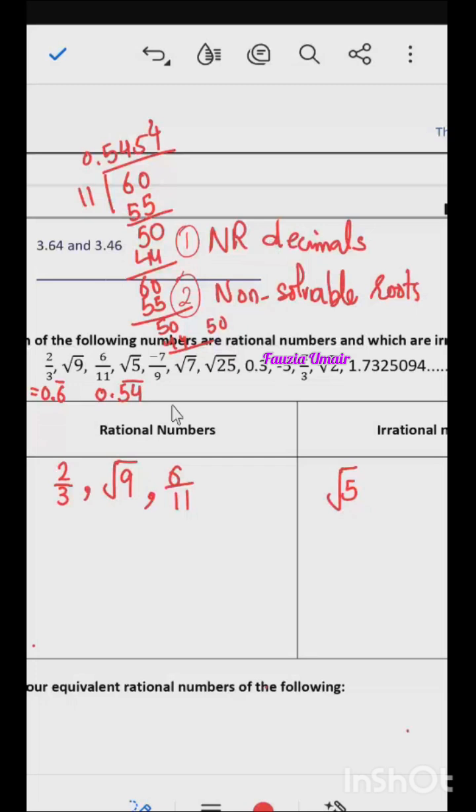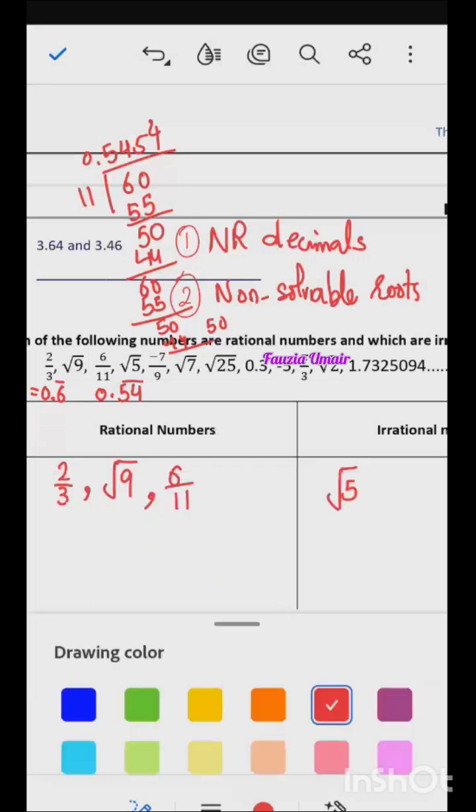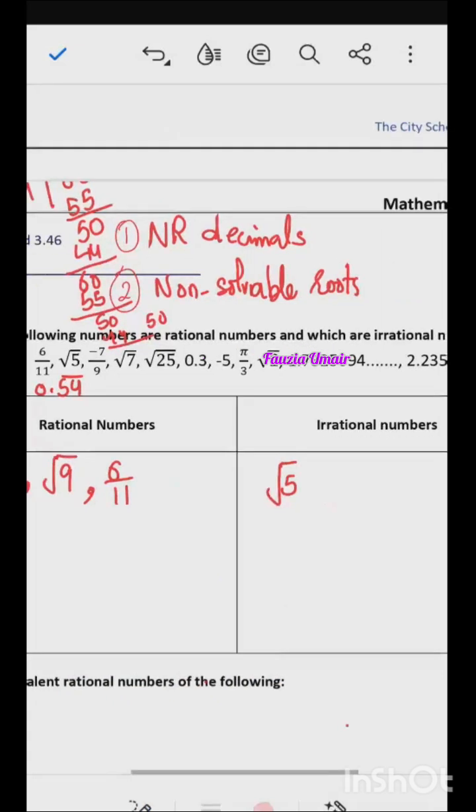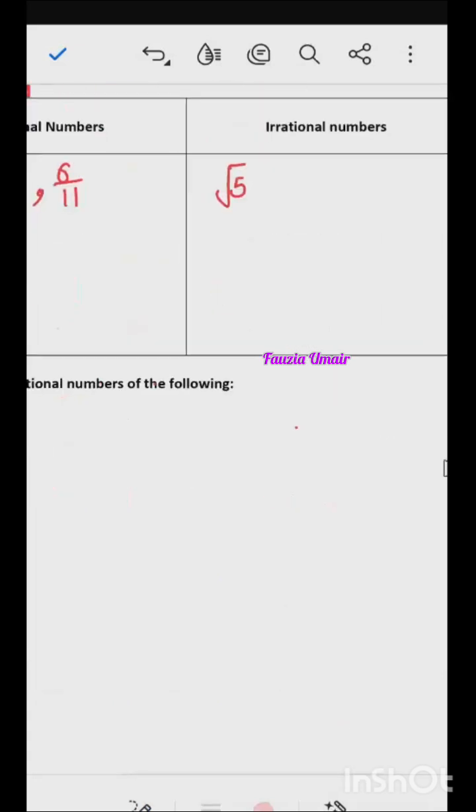So next is minus 7 by 9. 9 is also a special divisor, so you need to check very carefully. I'm using this space to check what 7 by 9 is. So minus 7 by 9, I need to see what kind of decimal this is.